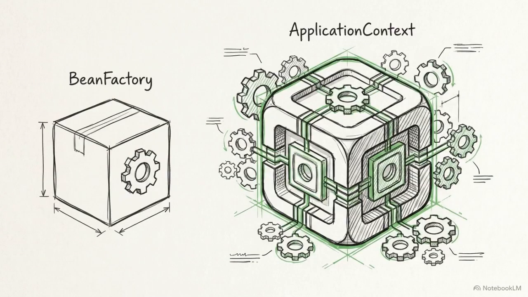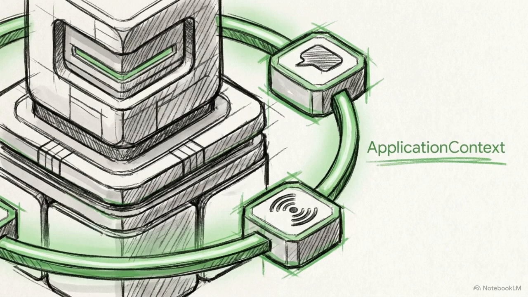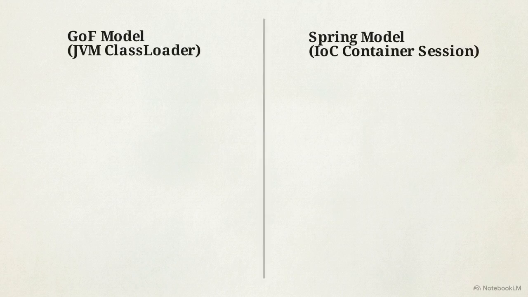While the basic BeanFactory interface handles standard lazy instantiation and configuration parsing, the enterprise-grade application context serves as a broader execution framework. It integrates specialized services like localized messaging and decoupled event publication loops. This architecture changes how we define a singleton.